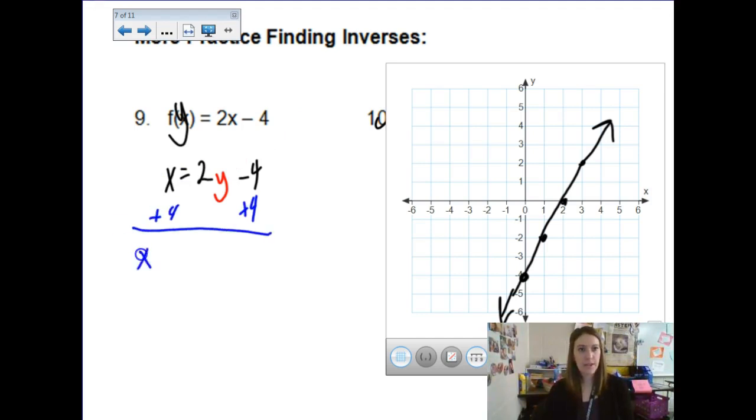So we end up with x plus 4 equals 2y. I'm still trying to isolate for y, so I have one more step. I'm going to divide everything by 2. And I'm going to divide them separately because I do have to graph this line in a minute.